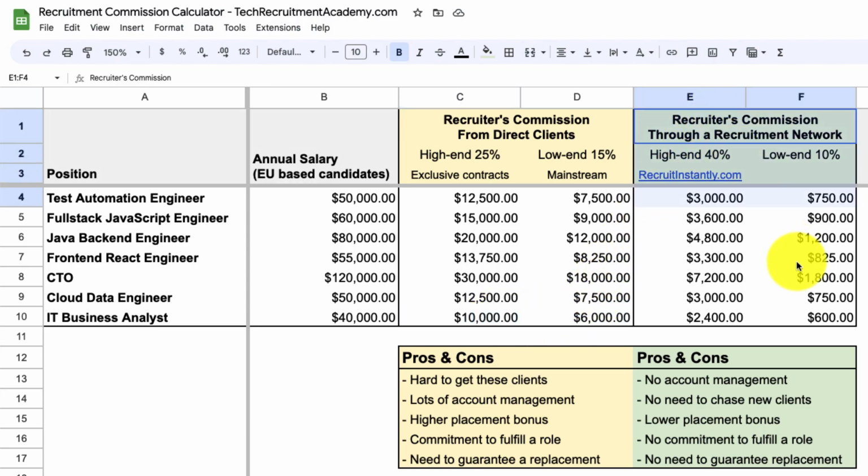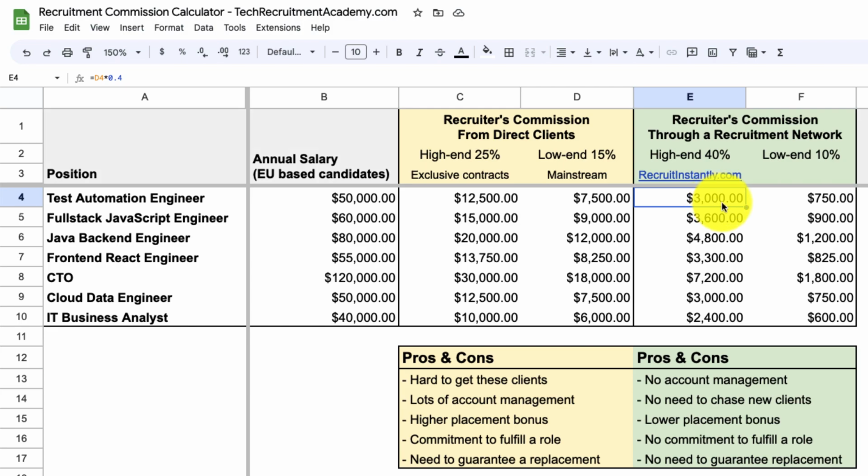Okay, and option number two is to work through a commission-only network. There are different networks out there. Recruit Instantly is one of them that pays on the higher end of the scale. There are some other networks where they pay you 10%, but I mean, what is that, right? So for a hired test automation engineer with about 50,000 euros or dollars in annual salary, you can get somewhere between $700 and $3,000.